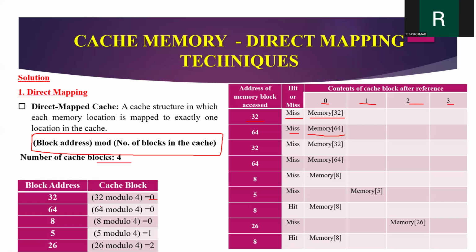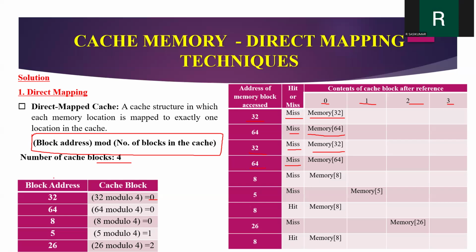Now the third block address is again 32. Is this a cache hit or miss? It is not available, because recently the 64 was stored there, not 32. So it is a miss, and again in the 0th address, memory 32 will be stored. Then 64 comes again, but the 0th address now holds 32, so 64 is not available. It is a miss. 64 mod 4 gives the 0th address, and there the block 64 will be stored.